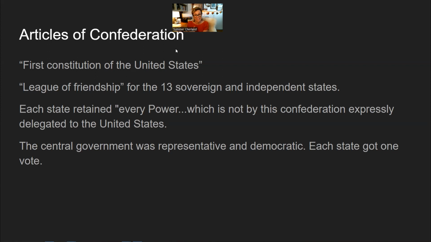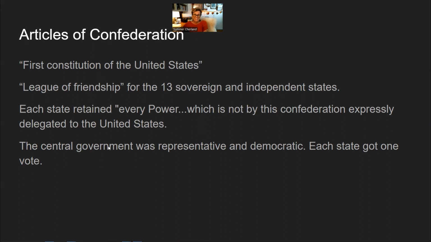They actually start calling them states instead of colonies. Instead of countries, right, they start calling them states. They identified that basically, if it's not listed in the Articles of Confederation, the states get full freedom to exercise whatever they want. So all authority goes to the states unless it's already clarified in the Articles of Confederation.